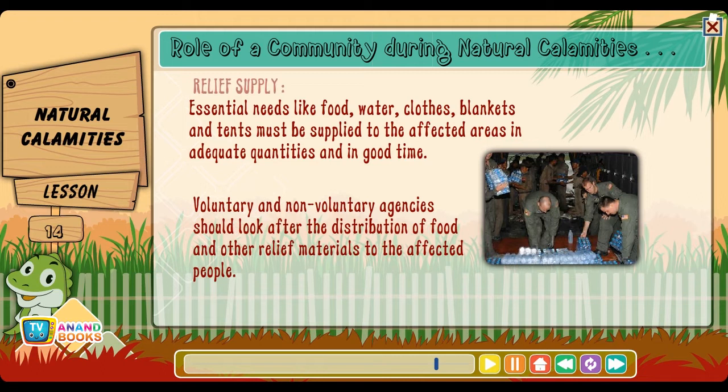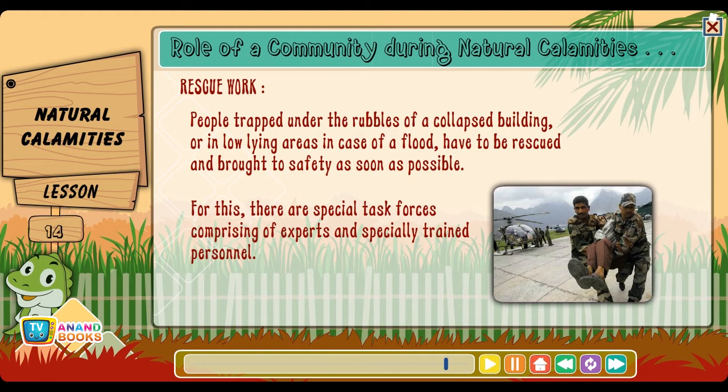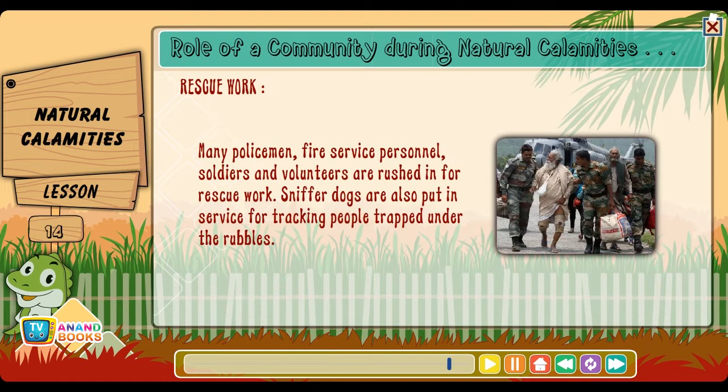Rescue work. People trapped under the rubbles of a collapsed building or in low-lying areas in case of a flood have to be rescued and brought to safety as soon as possible. For this, there are special task forces comprising of experts and specially trained personnel. Many policemen, fire service personnel, soldiers and volunteers are rushed in for rescue work. Sniffer dogs are also put in service for tracking people trapped under the rubbles.